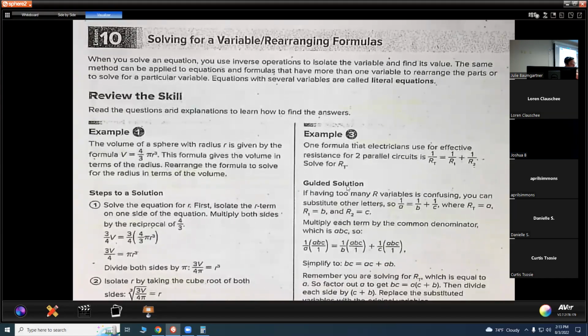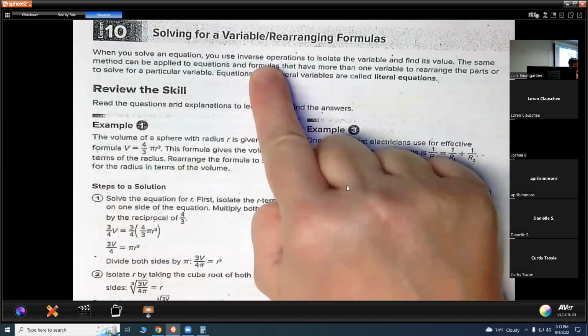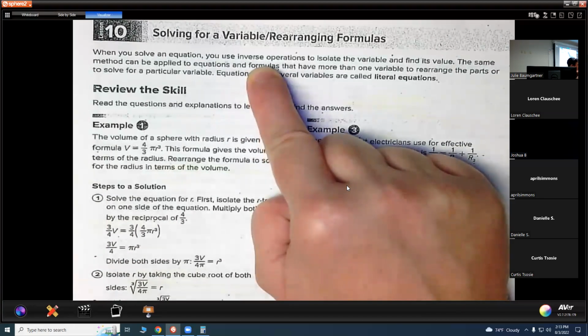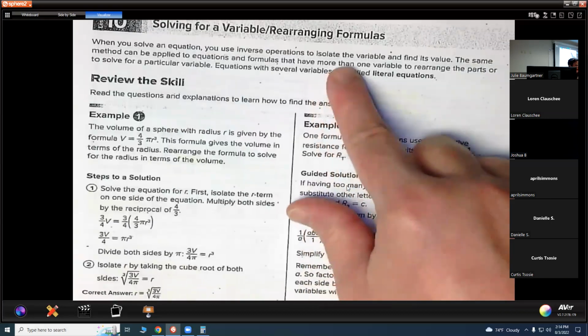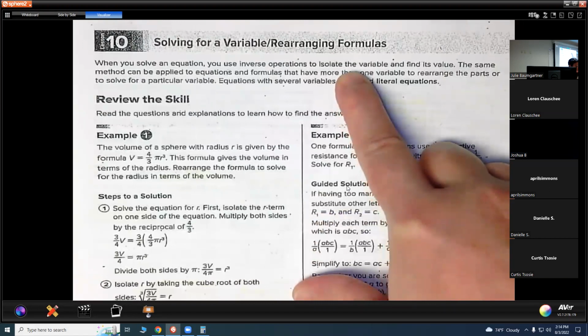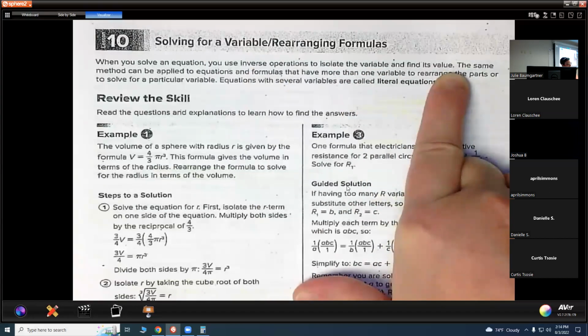Okay. When you solve an equation, you use inverse operations to isolate the variable and find its value. Hopefully that sentence makes sense. We all know inverse operations: adding versus subtracting, multiplying versus dividing, squaring versus square root, but that's not too important right now. And when you think about isolating the variable, that means we're using inverse operations to get our X or whatever by itself, and then its value. What does X actually equal?